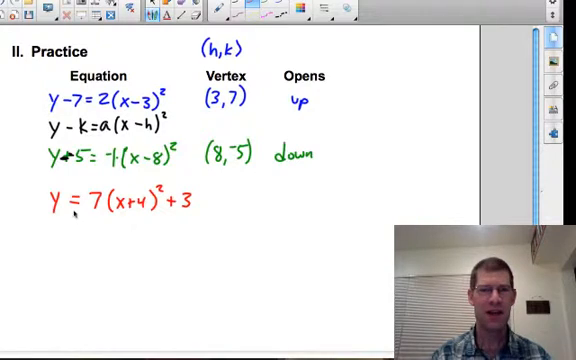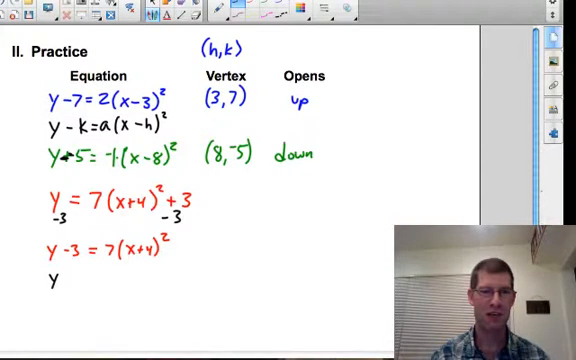Alright, last one. Last one I kind of messed things up a little bit. I have this y equals 7 quantity x plus 4, quantity squared, plus 3. And if you notice, that's not in the vertex form for a parabola, in that we have this extra plus 3 over here which is messing things up. So if we wanted to change it to vertex form, we have to get rid of that. And we do that by moving it over to the other side, which then gives us y minus 3 equals 7 parenthesis x plus 4 parenthesis squared. And now we're nicely in vertex form.